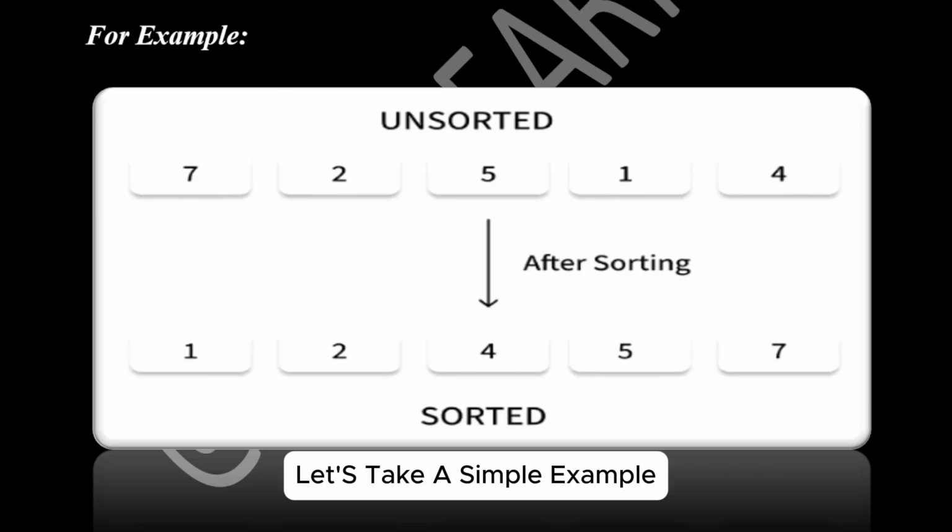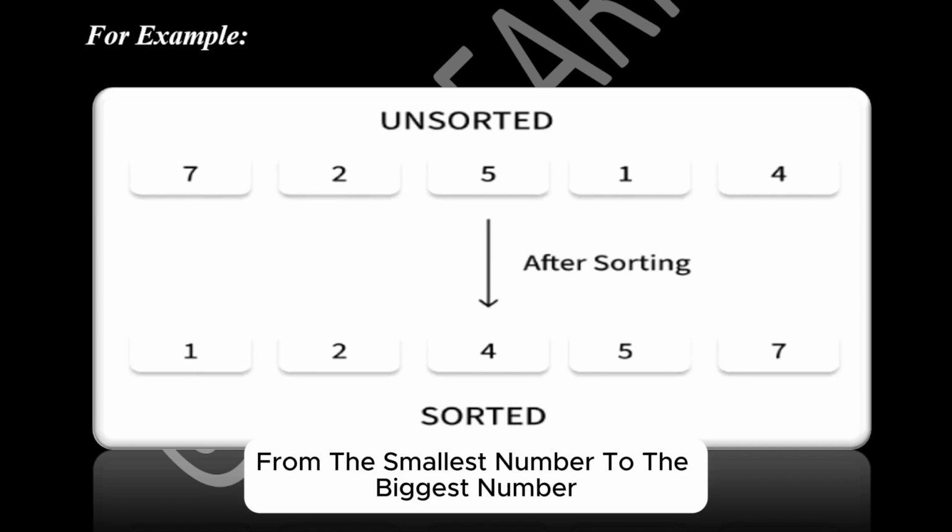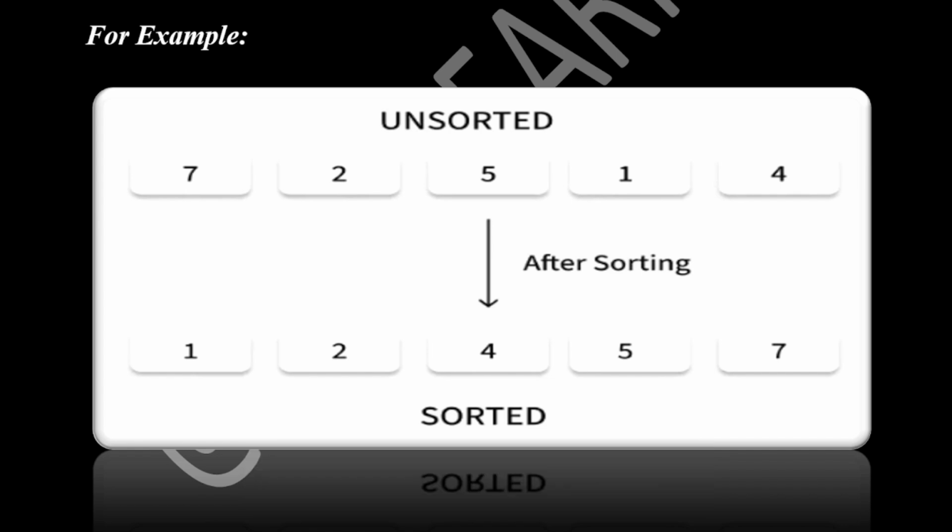Let's take a simple example. Unsorted data is 7, 2, 5, 1, 4. After sorting this unsorted data, it becomes 1, 2, 4, 5, and 7. So here the numbers are arranged from the smallest number to the biggest number.